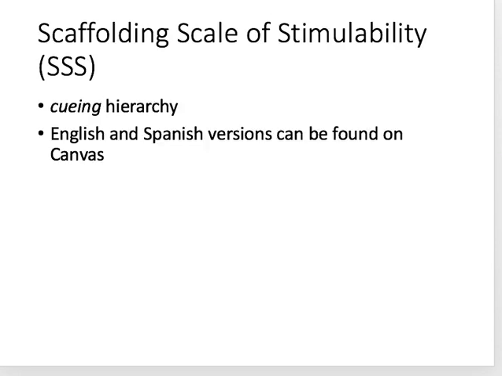Okay, another scale that you read about is the scaffolding scale of stimulability. This also provides a cueing hierarchy within it, right? It's providing different cues to ultimately support the production of a particular sound. You read about the SSS, and you can find the English and Spanish versions on Canvas. I encourage you to look through those.